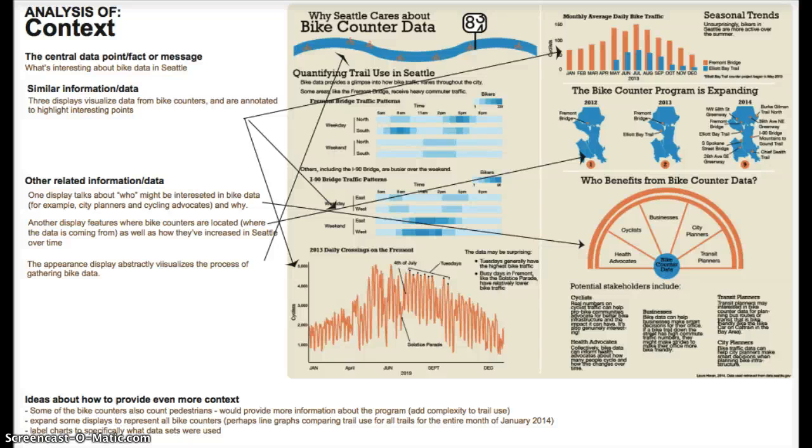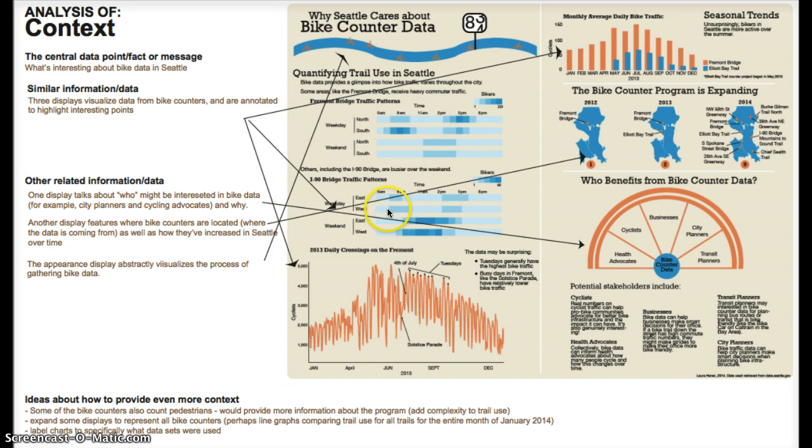Now we're going to talk about context, which is essentially, first it asks what's the central message of my infographic. And I've decided that that's what's interesting about bike counter data and why should we care. So I've created context for this message using similar information by including displays created with the actual bike counter data. So it's essentially making a case for itself.